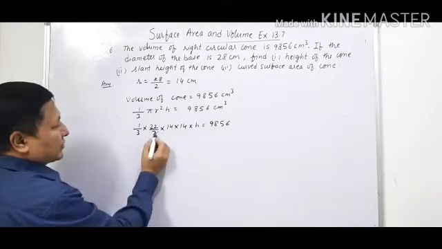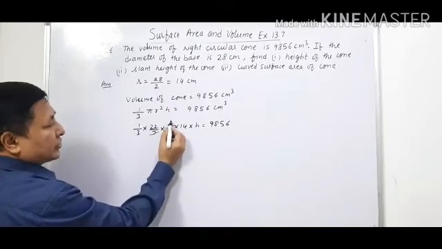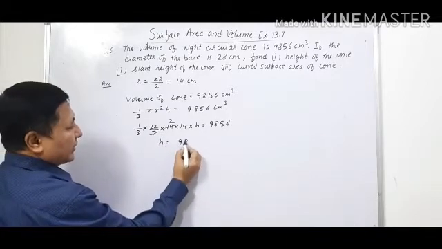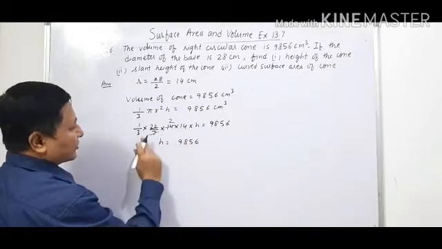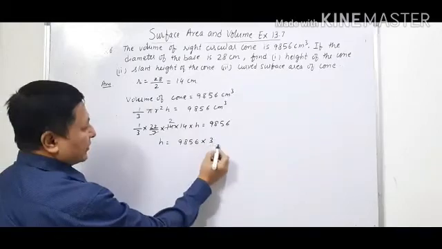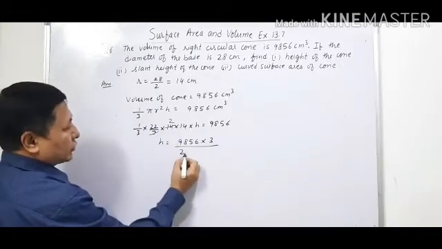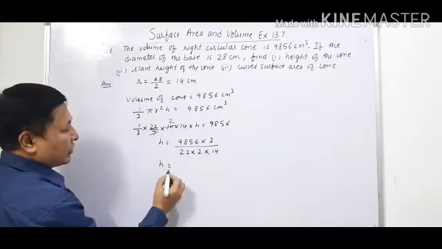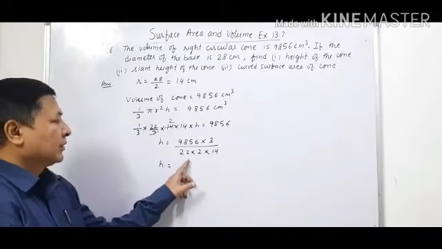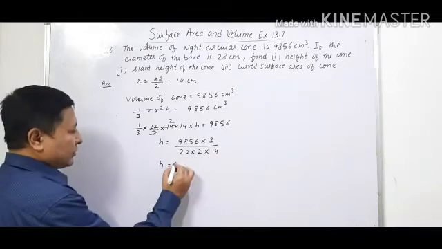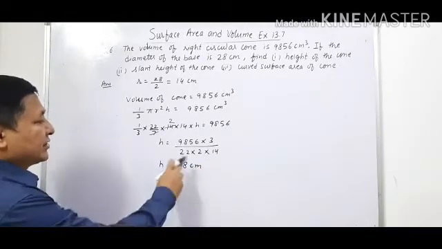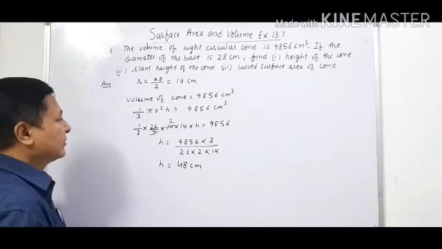9856. This will cancel. This will make it 2. So height will be equal to 9856. Cross multiply this here, make it 3. Then 22 into 2 into 14. Now when we solve this, the height will be 48 centimeter. After cancelling this, this will become 48 centimeter.